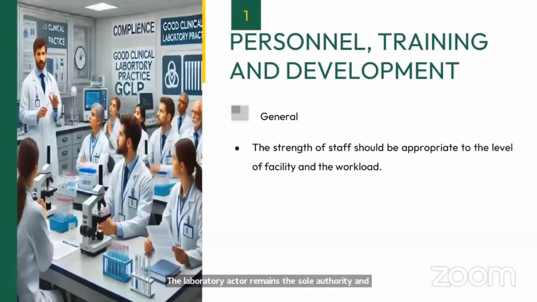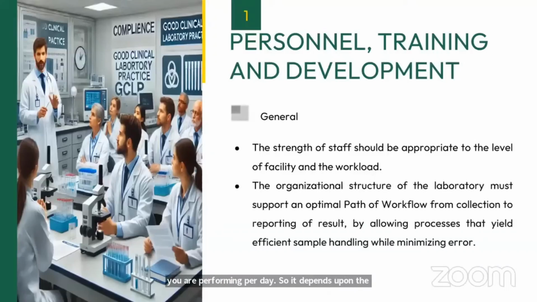Now, the strength of the staff, or how many staff should be available in the laboratory, depends upon your level of facility and workload. Level of facility means how many complex tests you are performing, or whether you are performing routine tests, and the number of tests, the volumes we call, you are performing per day. The organizational structure of the laboratory should support an optimal path of workflow from collection to reporting of the results, by allowing processes that yield efficient sample handling while minimizing error.